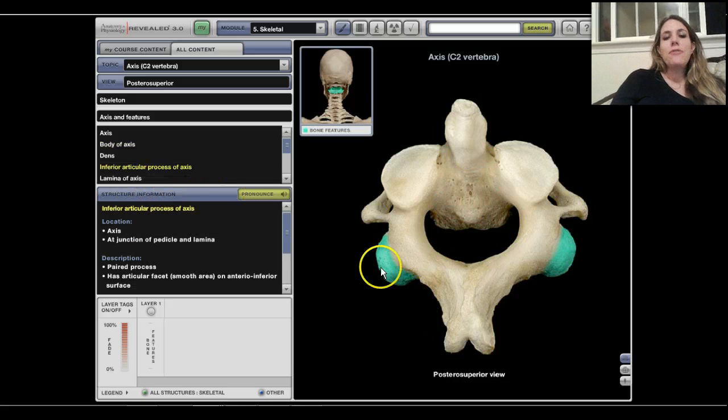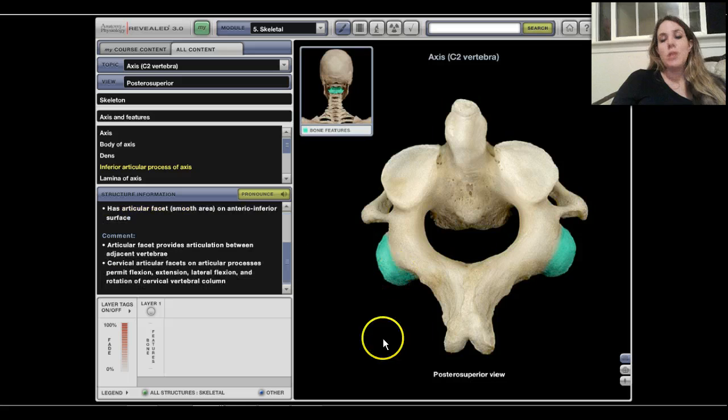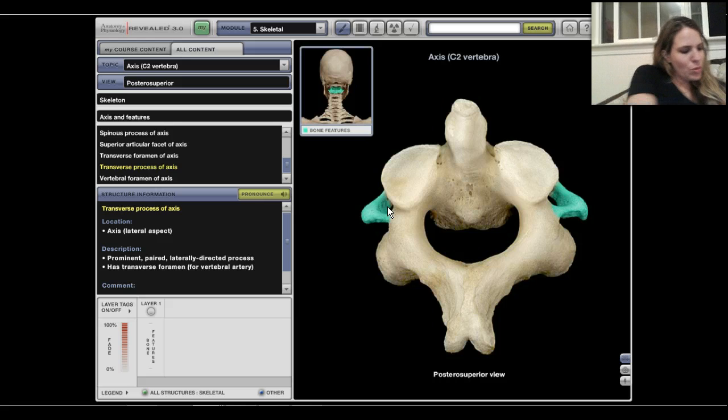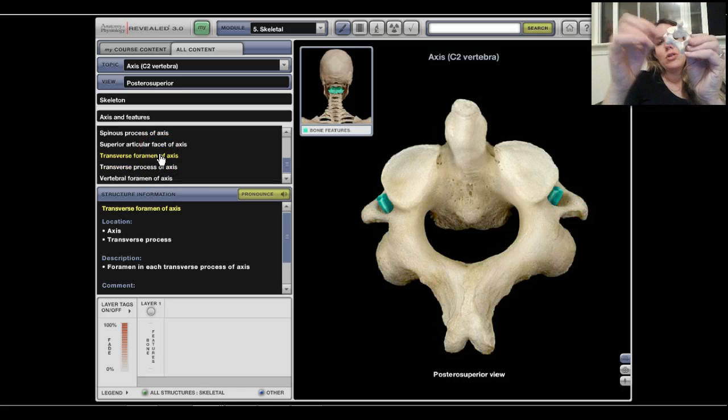So now we have inferior articular processes, which help to articulate with the next vertebra below it, but it's also the opposite of the one up here, which is your superior articular facet. So if I click that, you can see that's the counterpart to the one over there, because that's going to articulate with the atlas bone right above it. Now let's look at these transverse things. So your transverse process is right there. Very similar to what you had with the atlas bone, you also have your cute little transverse processes over here with the transverse foramen where nerves are going to go through.